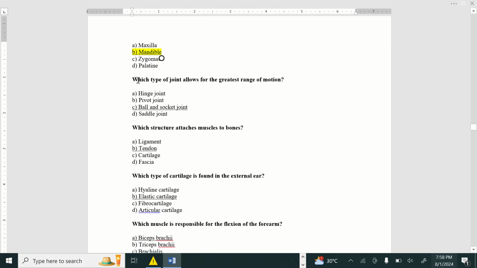The next MCQ is: which type of joint allows for the greatest range of motion? A. Hand joint, B. Pivot joint, C. Ball and socket joint, and D. Saddle joint. So the correct option is C.